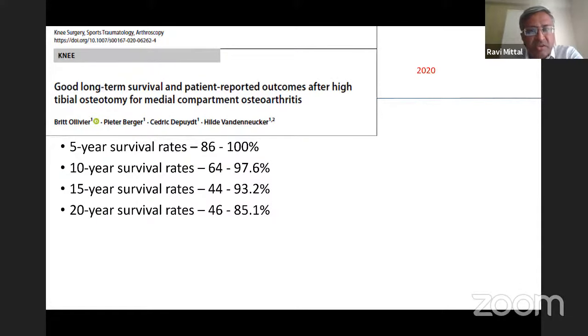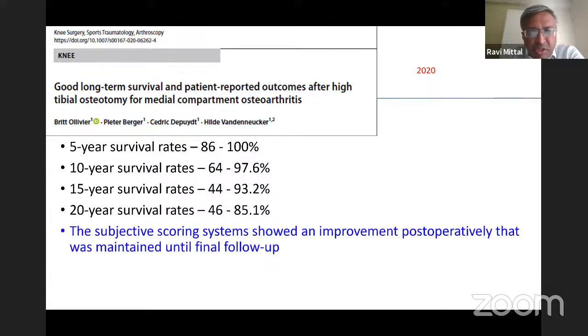Now, this is a recent study in 2020. This was a review of HTO, and they say that the 5-year survival is 86 to 100%. 10-year survival is 64 to 97.6%. The 15-year survival is 44 to 93.2%, and 20-year survival is 46 to 85.1%. Now, if you look at the maximum figures, they are very, very encouraging. They are as good as joint replacement. But if you look at the minimum figures, they are not very encouraging. But I think one should ignore that, because the average is not adding, say, 46 and 85 and dividing by 2. It is something very different, which will be much nearer to 85%.